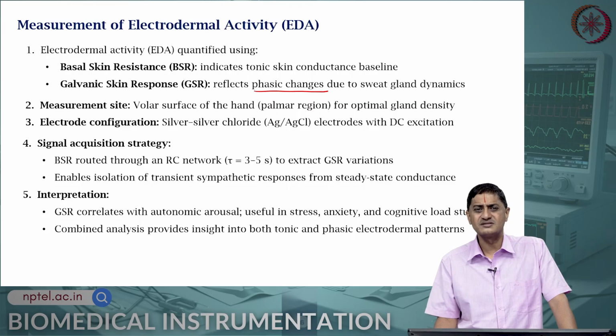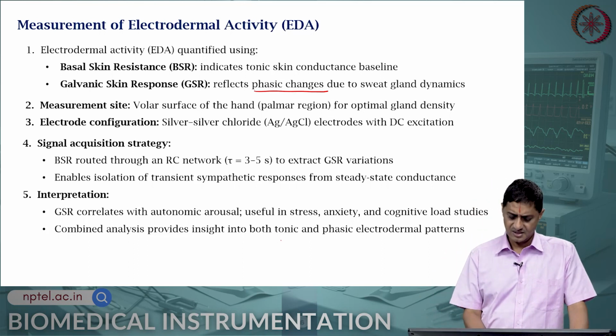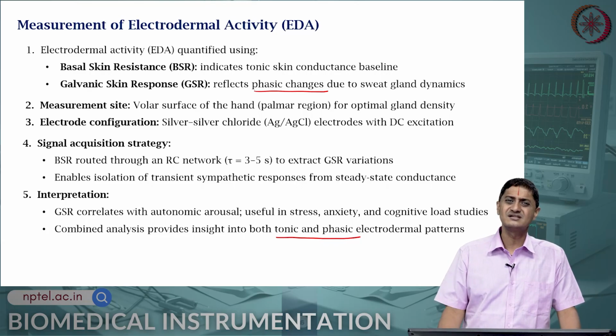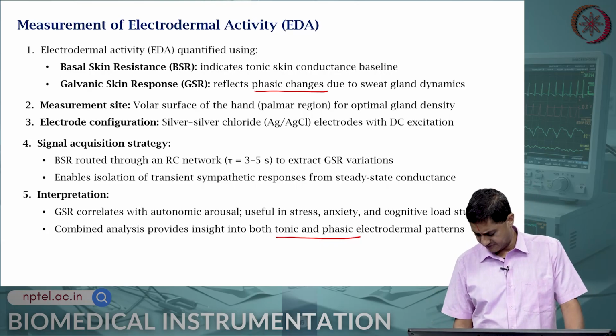The galvanic skin response essentially correlates with autonomic arousal, because I already mentioned that it only has sympathetic input, and it is useful to quantify stress, anxiety and cognitive load. If you provide a combined analysis of this with other inputs, in particular with GSR and BSR, if you combine both of these, it will help us identify both the tonic, which is the steady state, and the phasic, which is the transient patterns in electrodermal activity.